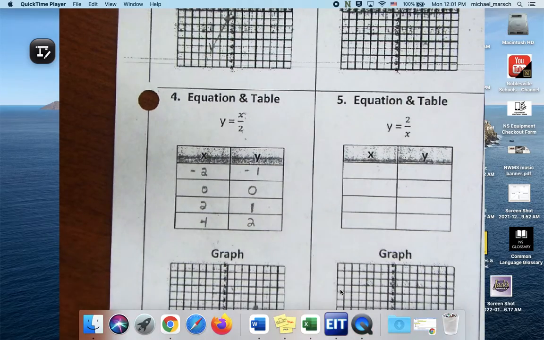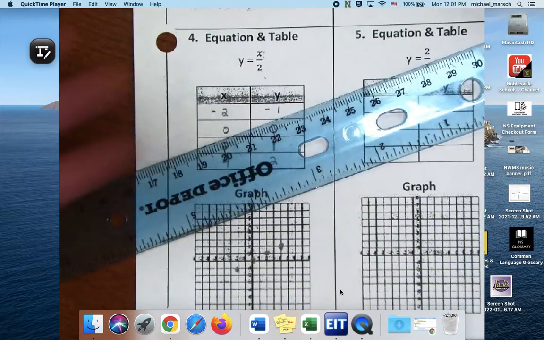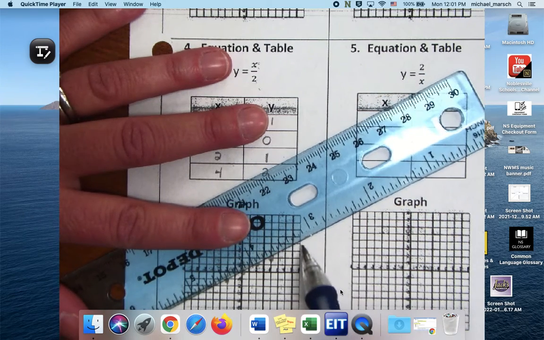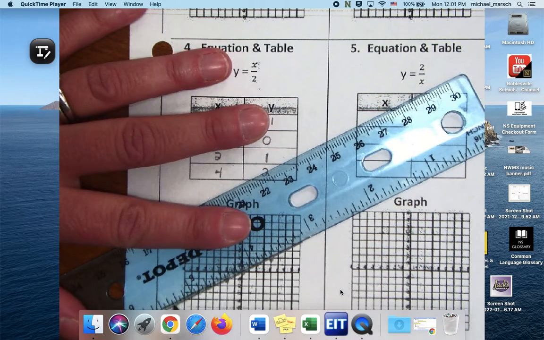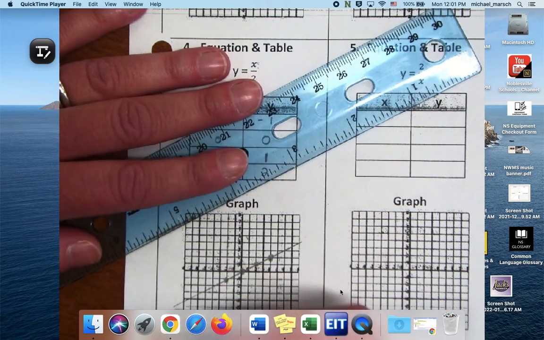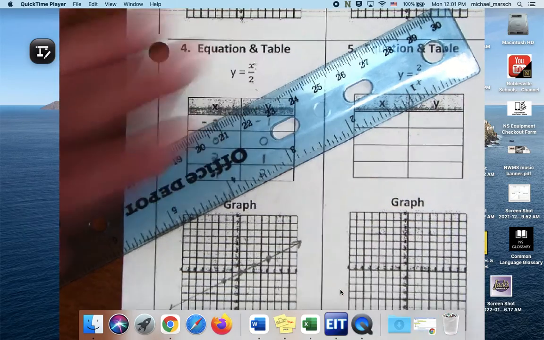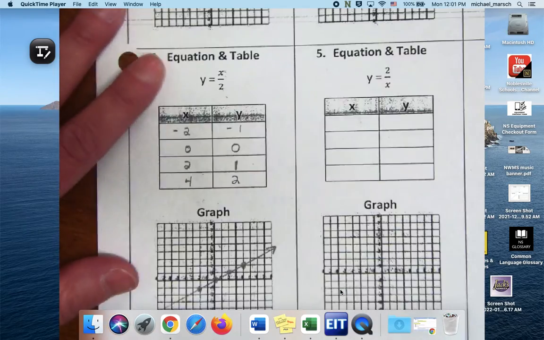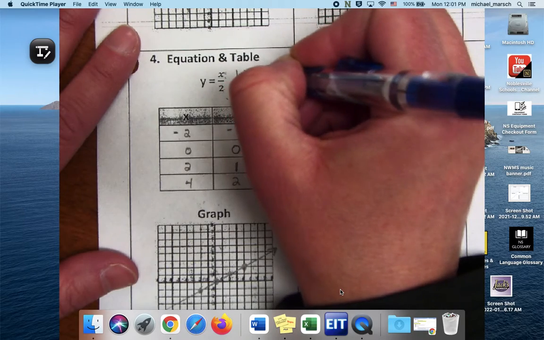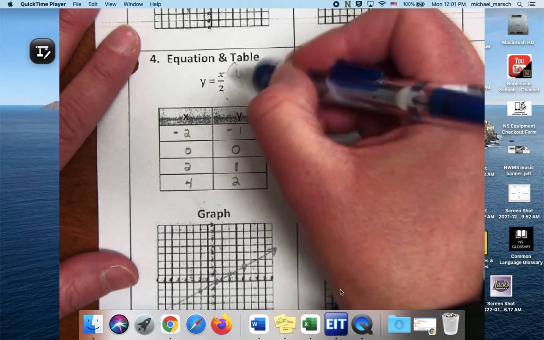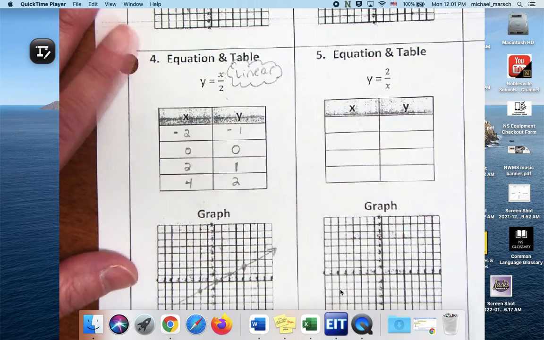And I know, again, it's kind of hard to see, but this is linear. It will make a straight line. Make sure you write linear up by the equation.